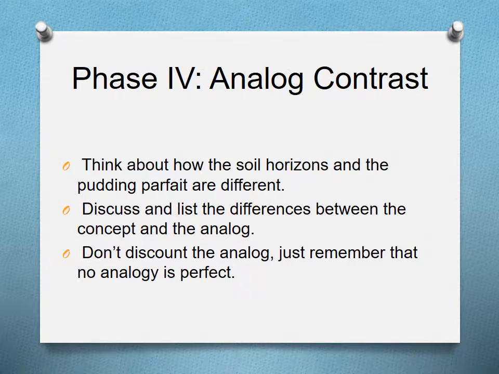The next phase, phase 4, is the analog contrast. So we would go back to the chart we created with similarities and now look at the differences between the concept and the analog and discuss those differences, and then we'd have a good comparison and contrast of the two items. I think it's important to note that you don't want to discount the imperfection of your analog, because no analogy is perfect. And noticing the differences can actually help show that the students are understanding the concept more fully if they can point out those differences.